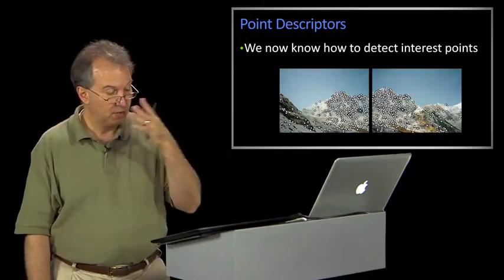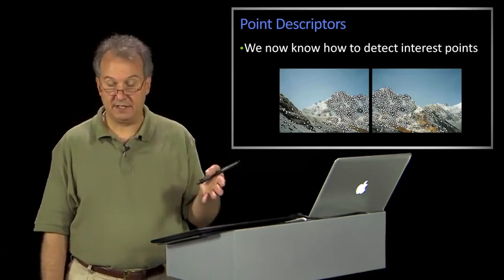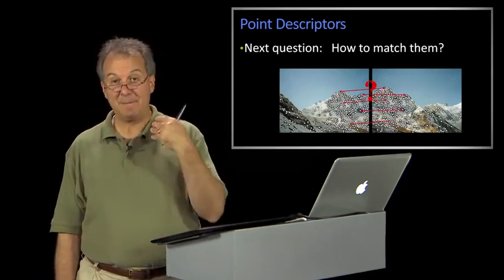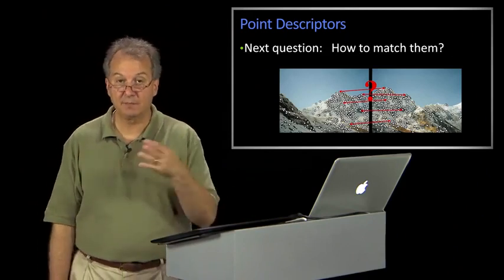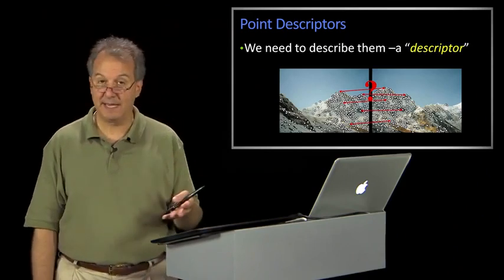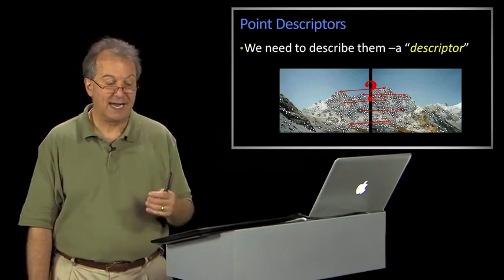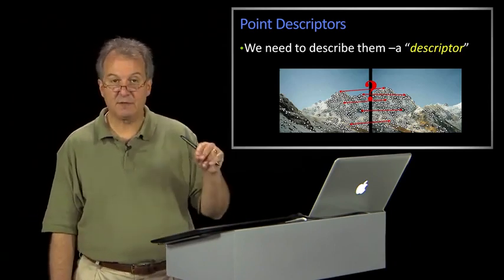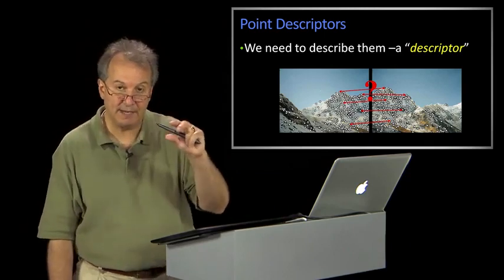All right. So where are we? So we know how to detect interest points. Here's a whole bunch of them. The next question is how to match them. So I've got points in my left and points in my right. How do I find the match? To do that, I need what's called a descriptor. I need to describe each of those points by looking at the little region around it and look for that in the next image. And that's what we're going to do next lesson.